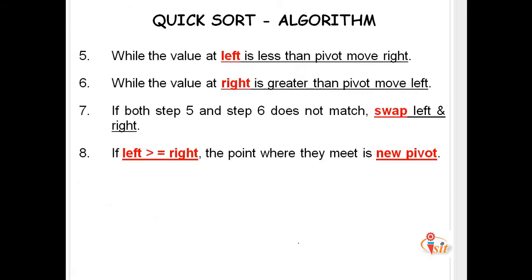Now, if the values of left and right do not match each other, meaning both do not come to the same position, then we need to swap the pivot with the left as well as the right. At the end, if the value of left is greater than or equal to right, it means left and right both are at the same position, and that particular point we are going to call the new pivot.